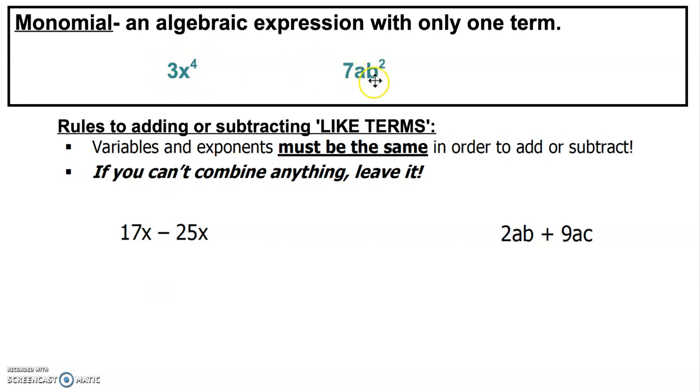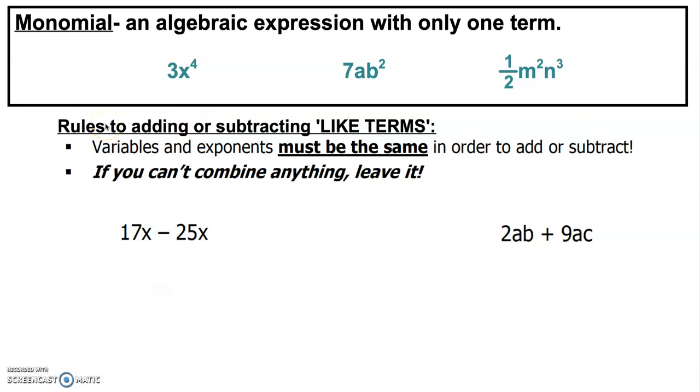Or 7ab squared. Even though there's more than one variable, they're not separated by addition or subtraction, so it's still only one term. We can also have fractional coefficients, so 1/2 m squared n cubed is also considered only one term.